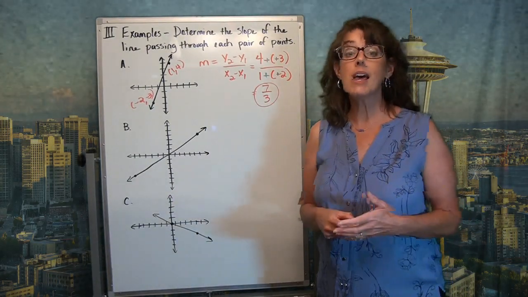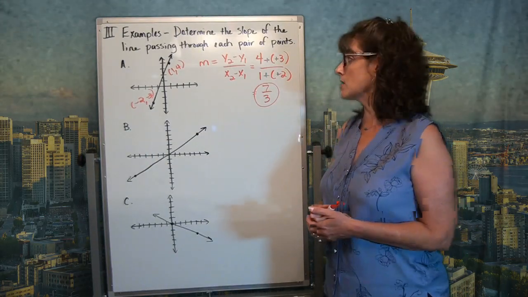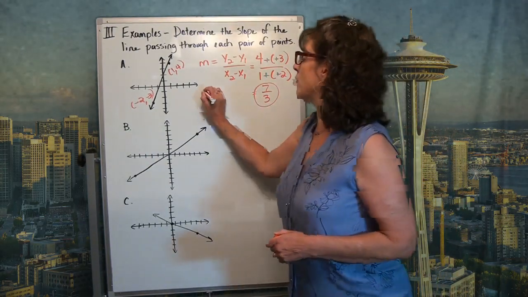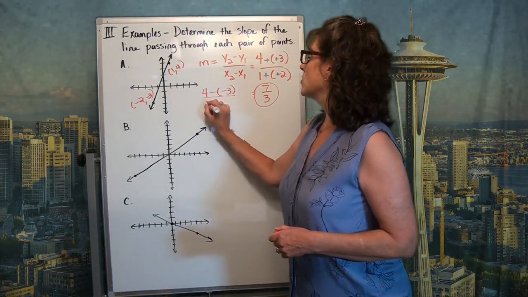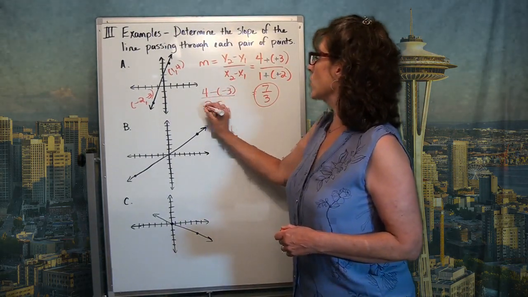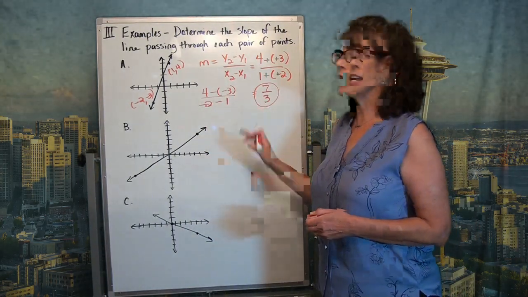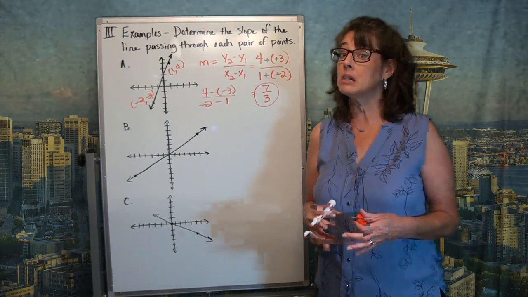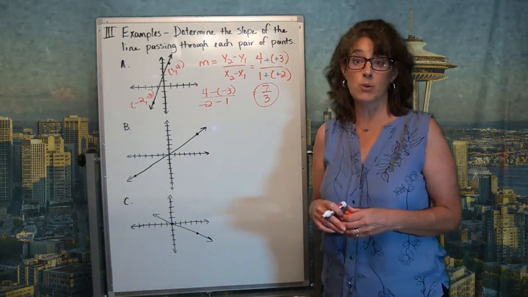Now remember, I said once you designate the order on those y's, you have to go in the same order on the x's. What if when I did that 4 minus a -3, what if instead I would have gone -2 minus 1? Then I would have had 7 over -3, giving me a completely different slope, because you know that a positive and negative are completely different numbers.